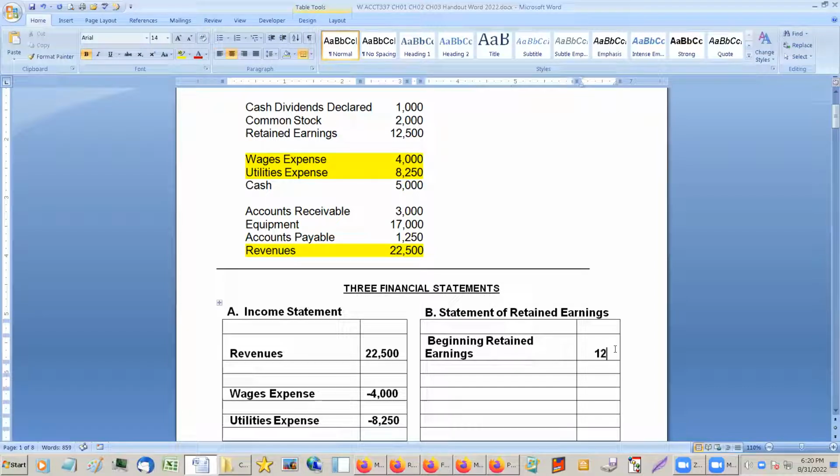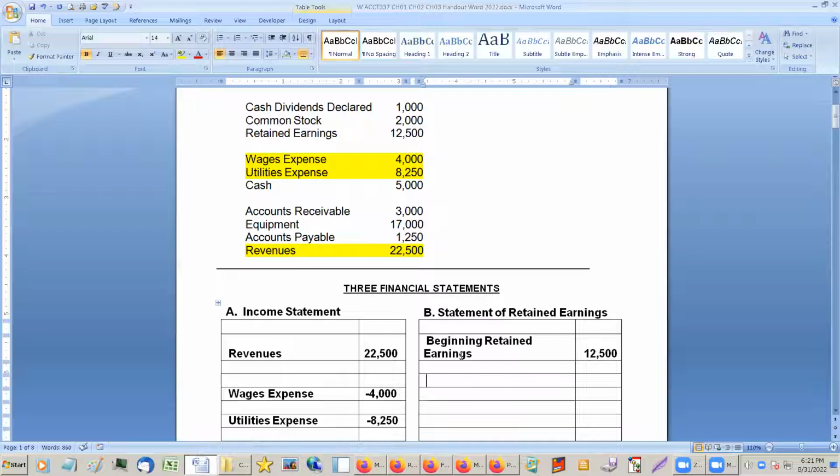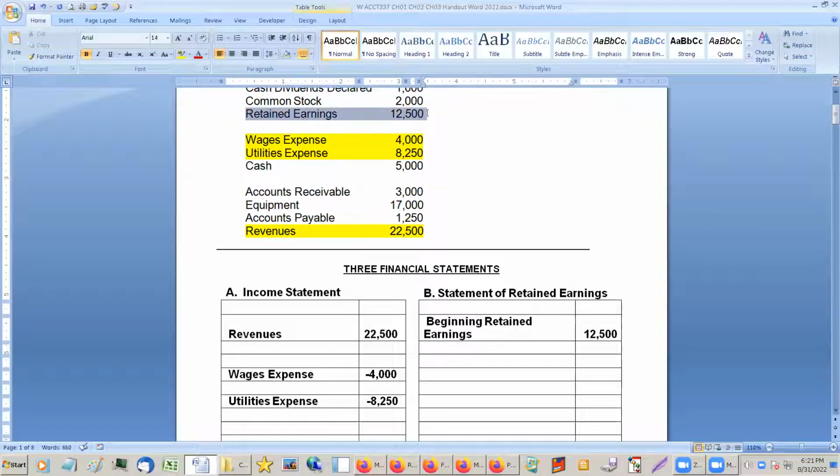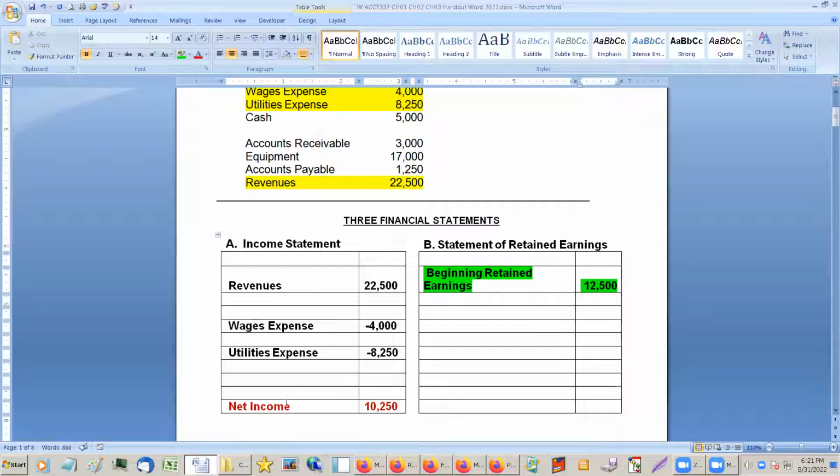Okay, so 12,500. Let's make that a different color. Let's make that 3. Now our net income is going to go in there also. It's going to go into our piggy bank.